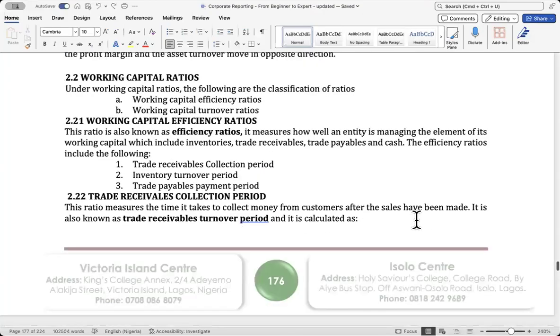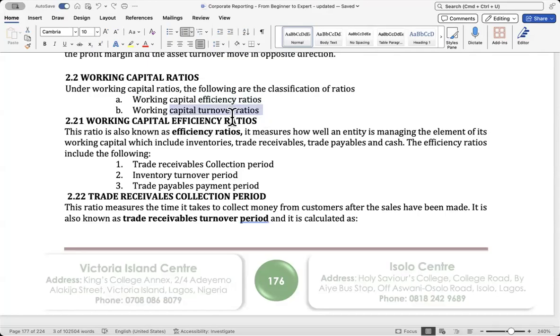The next category of ratio is working capital ratios. The emphasis in your exam would be the first one, which is working capital efficiency ratios. So you'll find the examiner calling these efficiency ratios. Hardly would you find them asking you about turnover ratios, but I'll certainly show you.